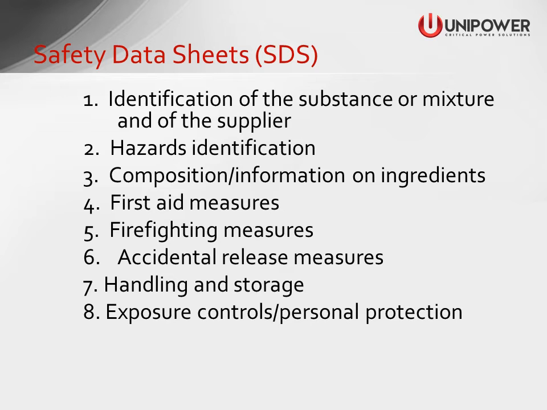Material Safety Data Sheets, or MSDS, have now changed to Safety Data Sheets, or SDS. SDS have several components. SDS now contain 16 sections that we will discuss. The first one being the identification of the substance or mixture and of the supplier, the hazards identification, the composition or information on the ingredients, first aid measures, firefighting measures, accidental release measures, handling and storage measures, and exposure controls and personal protection.